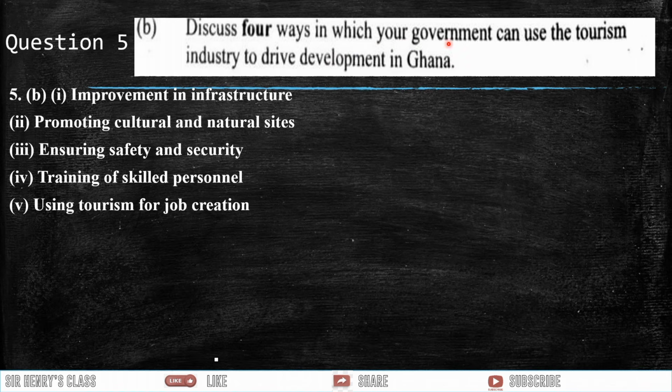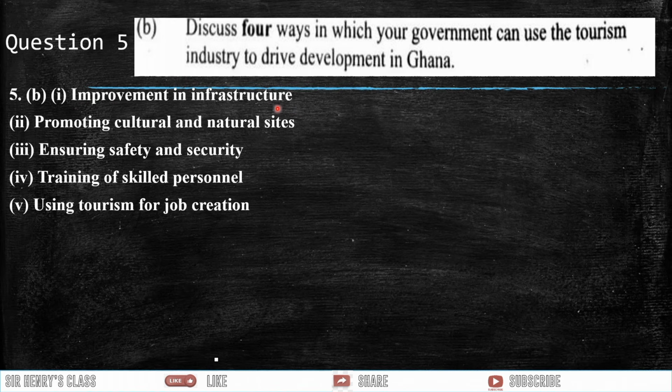5B. Discuss 4 ways in which your government can use the tourism industry to drive development in Ghana. So this question is talking about how the government of Ghana can use tourism to better the lives of people. Not the contributions, but how government can use tourism to promote or develop the economy. In a way, you can read the question as the role of tourism in contributing to the development of Ghana.